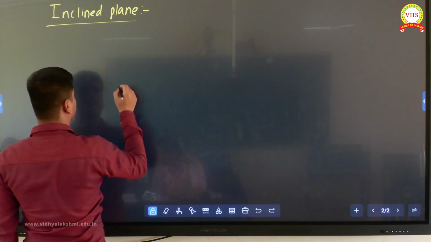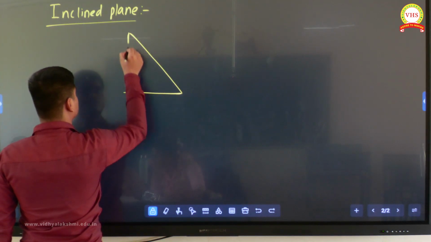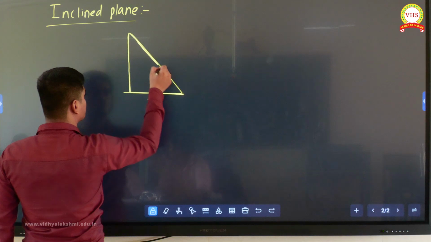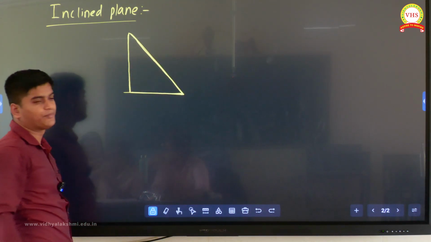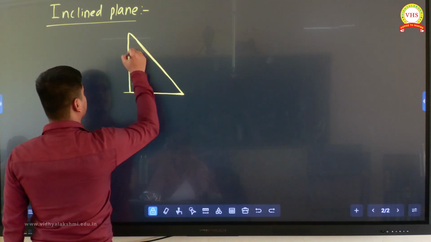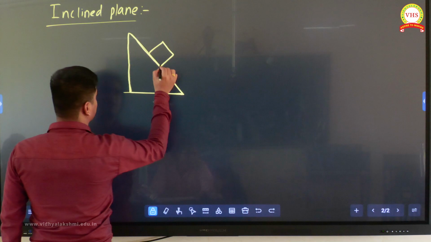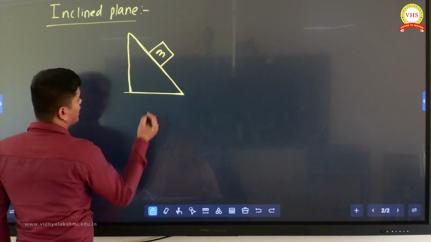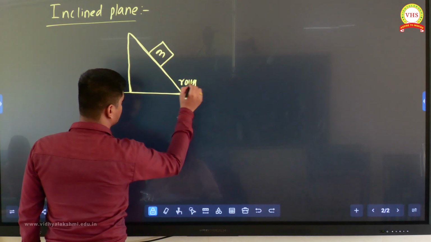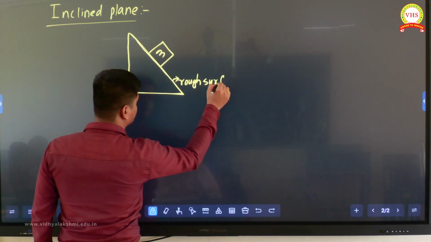So draw a picture like this. This is the picture of an inclined plane. One plane is inclined here, and one mass M is here. Let me take the surface as a rough surface.